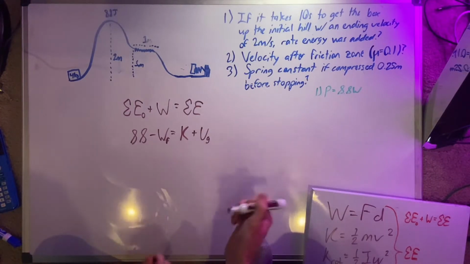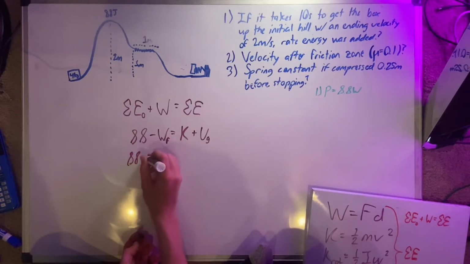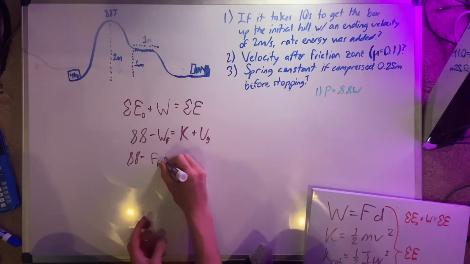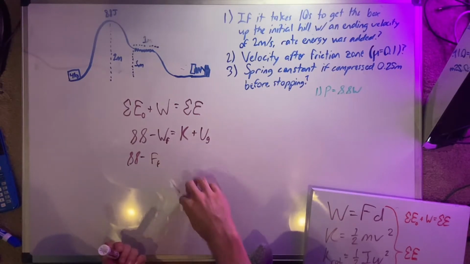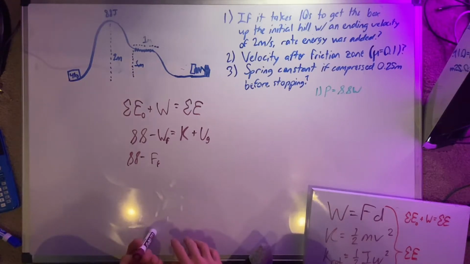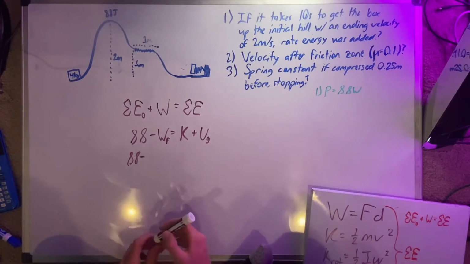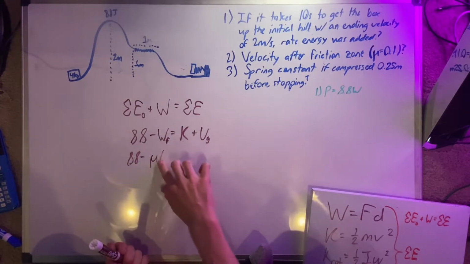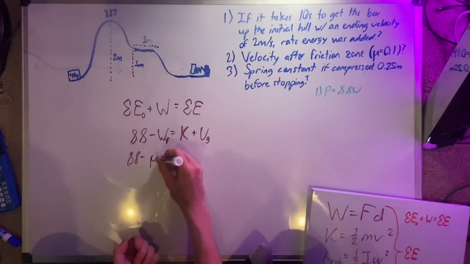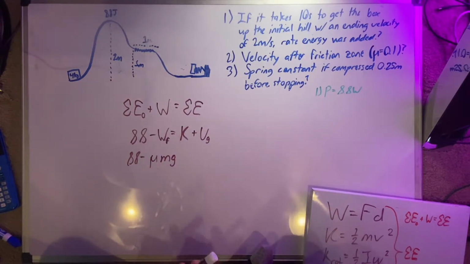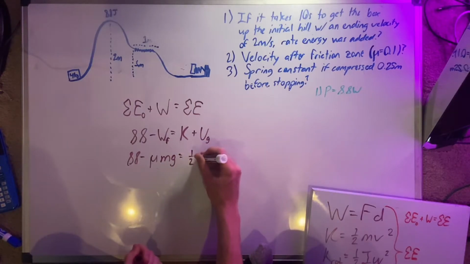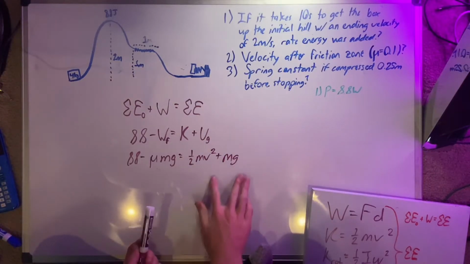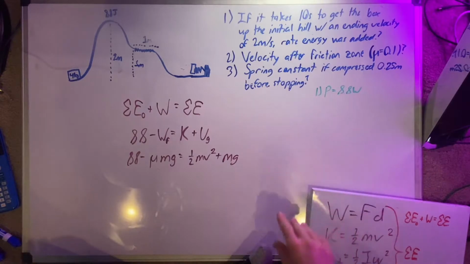So work done by friction is equal to force times distance. So we know 88 minus work done by friction. Now, force of friction over distance, the distance being 1 meter, we can pretty much just take that out because anything multiplied by 1 is the same thing. So force of friction is mu times the normal force. The normal force in this instance, because we're on a flat surface, is equal to the weight of the object, the force due to gravity, which is mg, is equal to 1/2 mv squared plus mg. I'm going to say just mg because the height is 1 meter and we can exclude it if it's 1 meter.